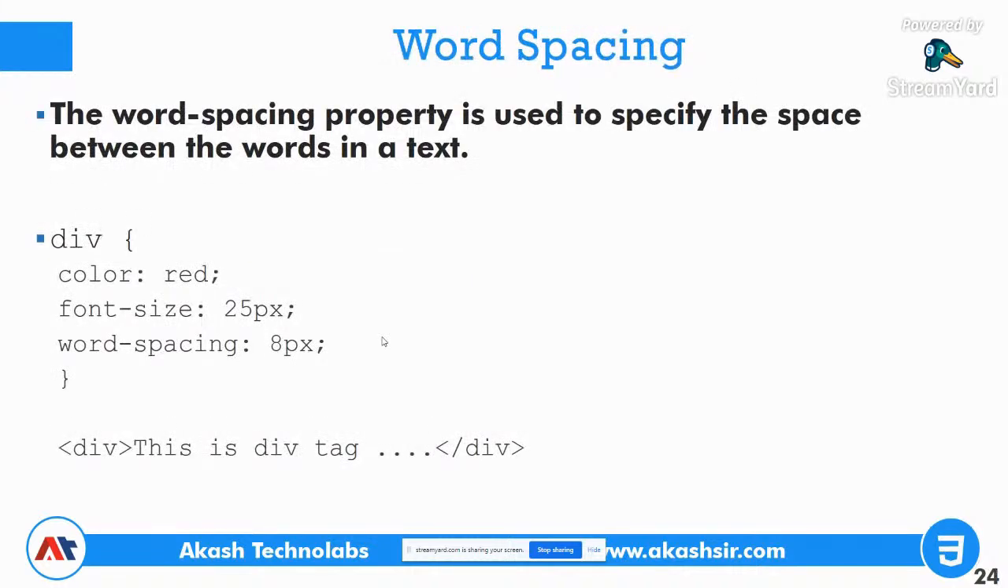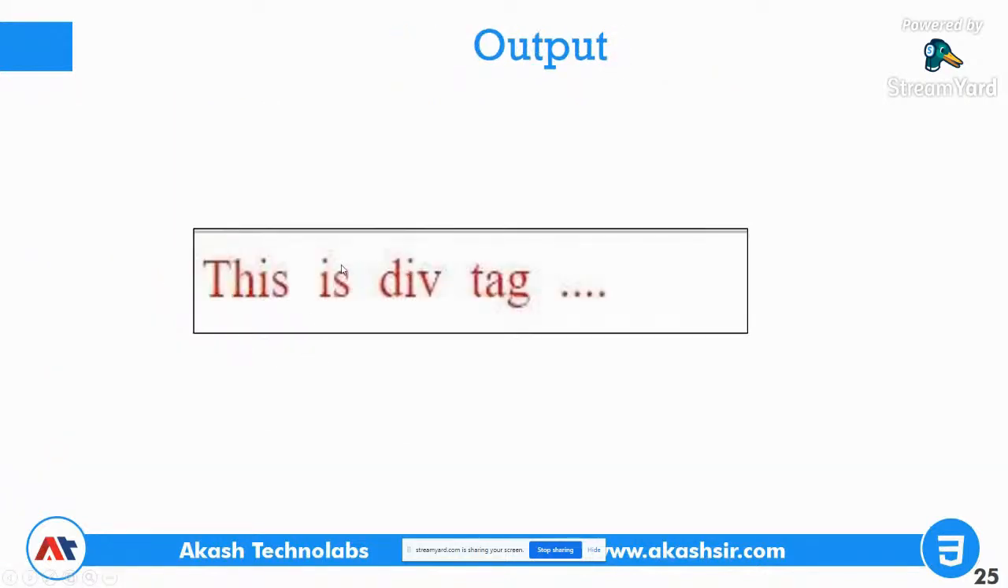Okay. So you can also specify the word spacing. For an example, I need a space between two different words. So you have to specify word-spacing, that is 8 pixels, right? So you can see there is a space between two words.